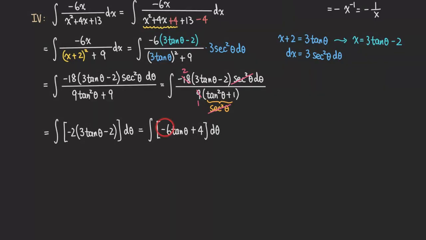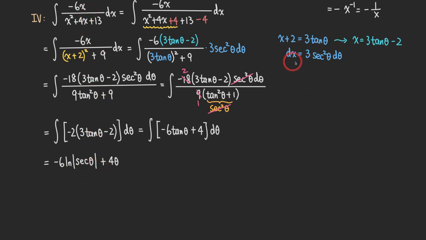Okay, easy one to integrate. The antiderivative of tangent is going to be -6 ln of absolute value of secant theta. Okay, and then plus 4 theta. And then there is a constant of integration that I'm omitting right now. So let's just focus on this. That's not finished yet because we still need to switch back to the original variable x.